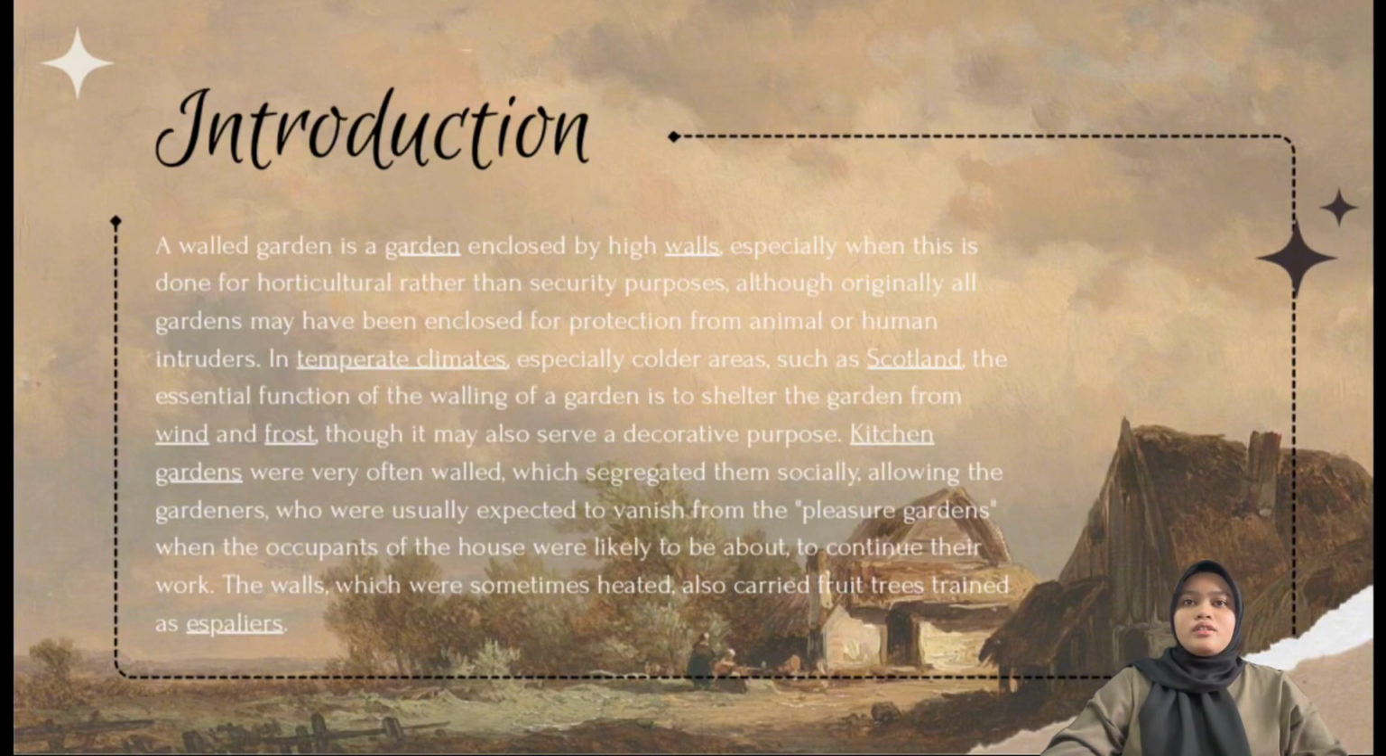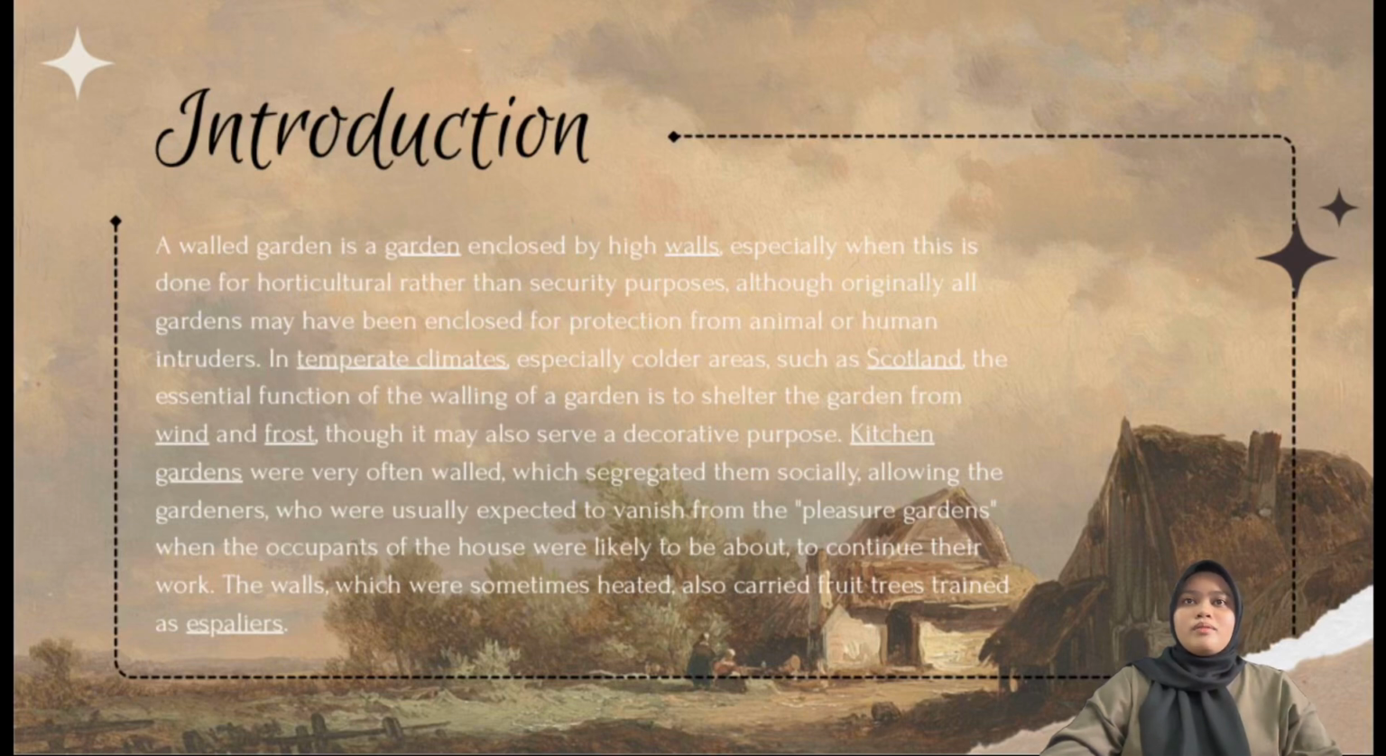Kitchen gardens were very often walled, which segregated them socially, allowing the gardeners, who were usually expected to vanish from the pleasure gardens when the occupants of the house were likely to be about, to continue their work. The walls, which were sometimes heated, also carried fruit trees trained as espaliers.